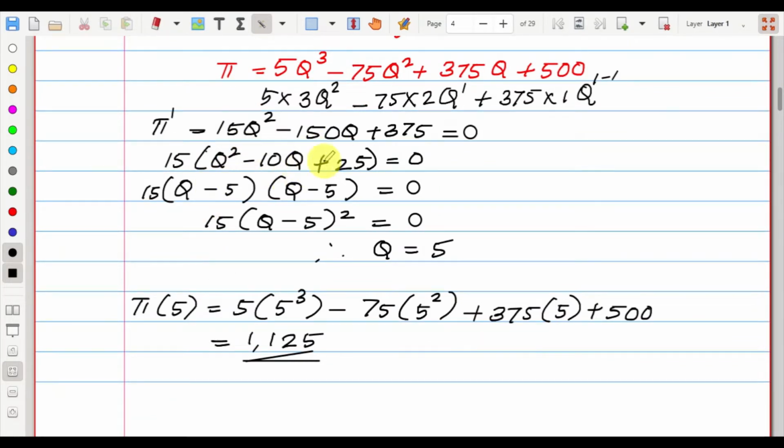We can factorize this term. Here we need a sum of 10 and a product of 25, so it is minus 5 and minus 5. So 15 into q minus 5 into q minus 5 equal to 0. We can write it as q minus 5 the whole square equal to 0. From this we will get q equal to 5. Once you have the value of q, you can substitute in pi. So pi equal to 5 into 5 cube minus 75 into 5 square plus 375 into 5 plus 500. This is equal to 1125.